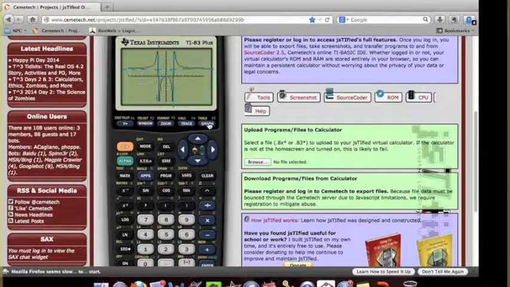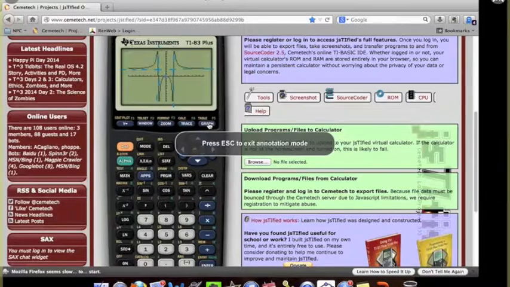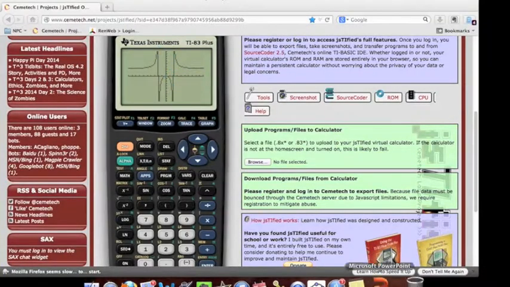Can you go back to the window? You don't need to go back to the window every time. You can just go straight to the graph.